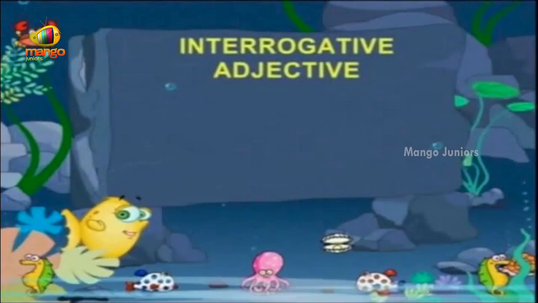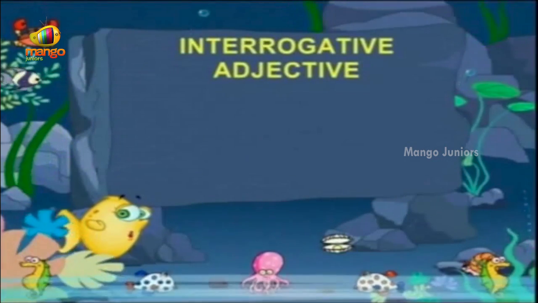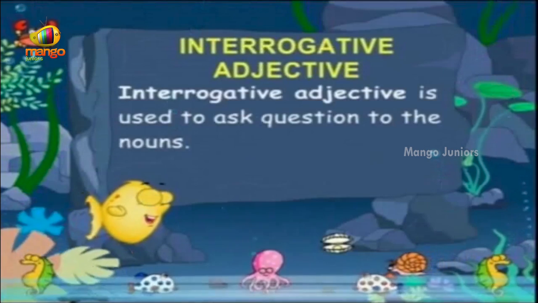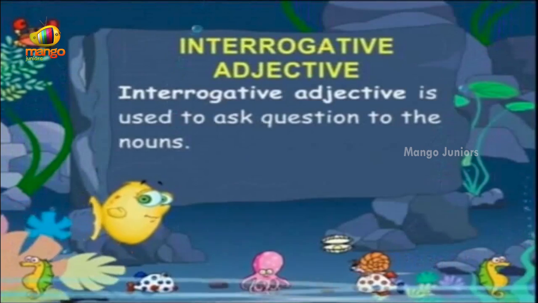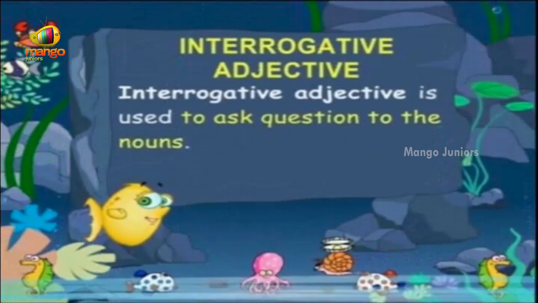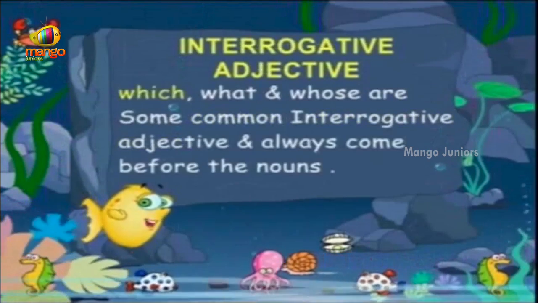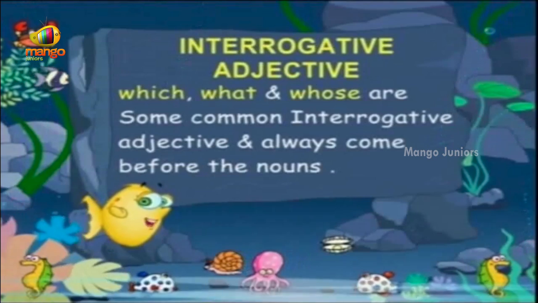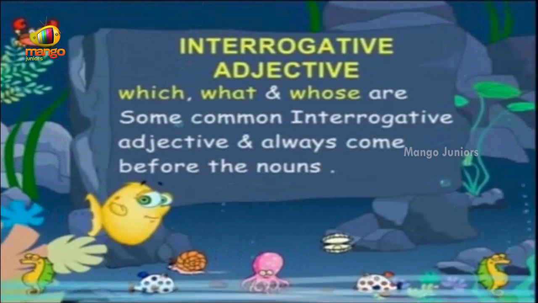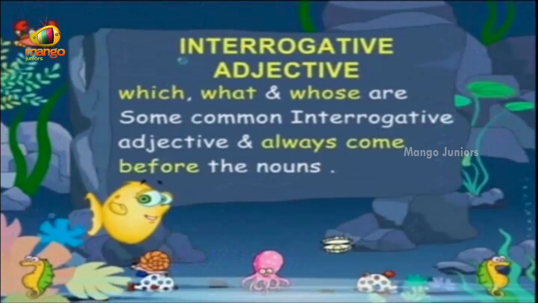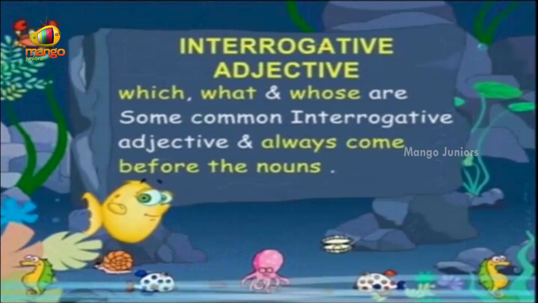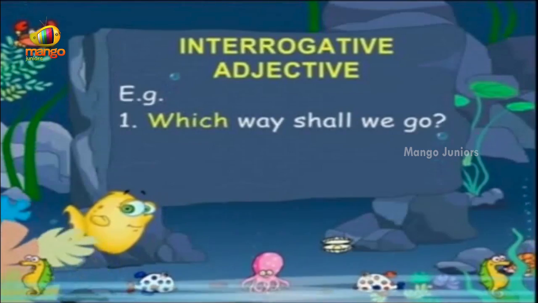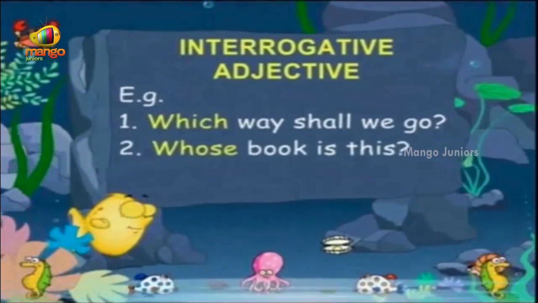Children, the next adjective that we are going to learn is the interrogative adjective. The interrogative adjective is used to ask questions about the noun. Which, what, and whose are some common interrogative adjectives and always come before the noun. For example, which way shall we go? Whose book is this?